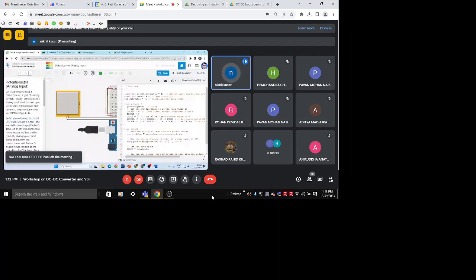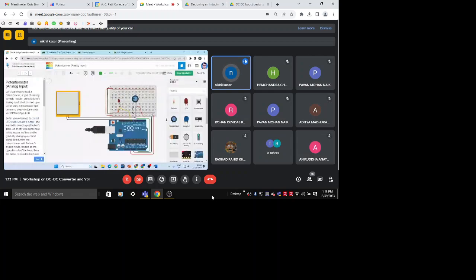PWM pulses are getting generated, and if I change the pot value, the blinking changes. So this is another way. Through this potentiometer, accordingly at pin number 9, the PWM is generated.